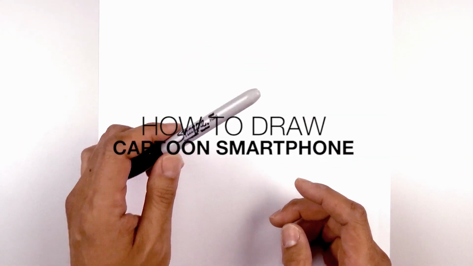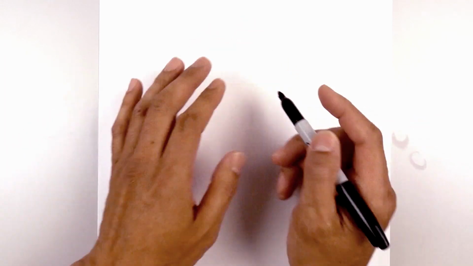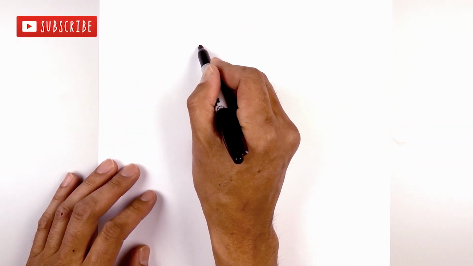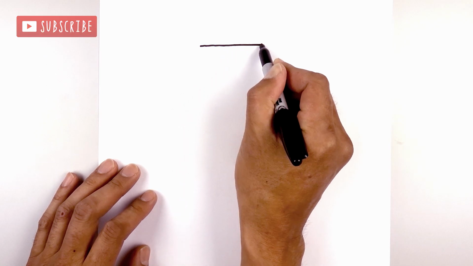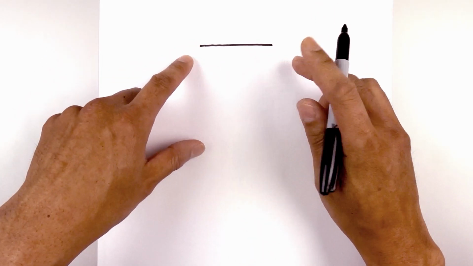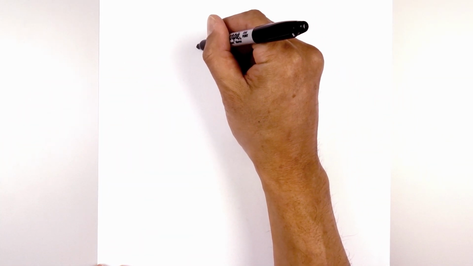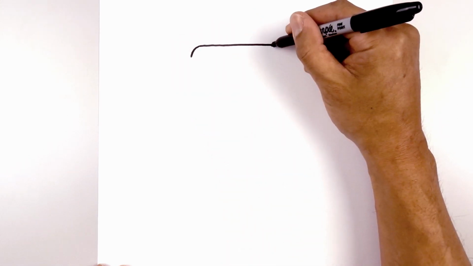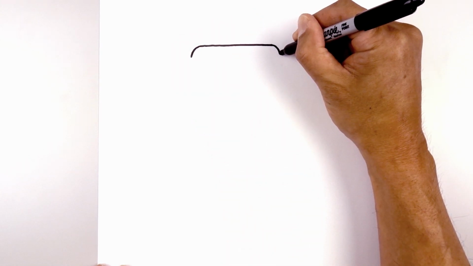Today I'm going to be showing you how to draw a cartoon smartphone character. Let's get started at the very top of our page. I'm going to start with a straight line going across from left to right. Now it's going to round out the ends. Starting on the left, I'm just going to round this out and come down. Then we'll do the same thing on the right side.